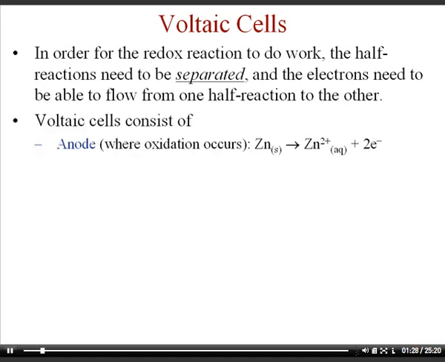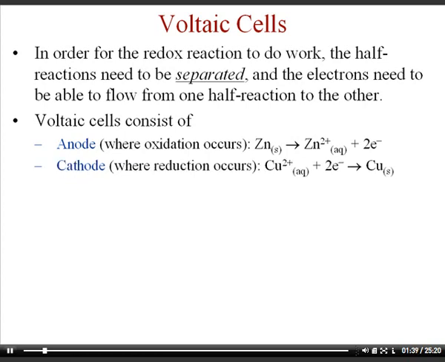So here are the main parts of a voltaic cell. You have to have an anode where oxidation occurs. And in this case, there's going to be a chunk of zinc as one of the parts of the battery, and then there has to be a cathode compartment where the reduction occurs, and you're going to have a chunk of copper as one of the electrodes.